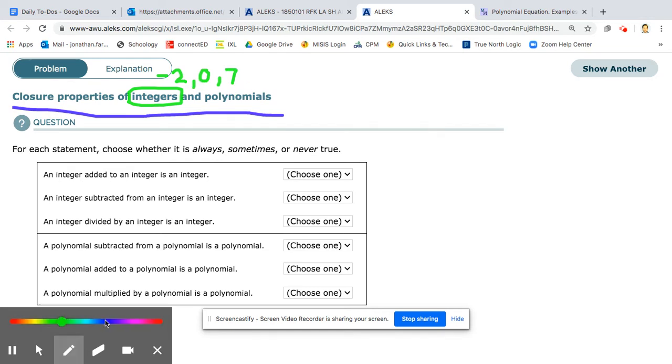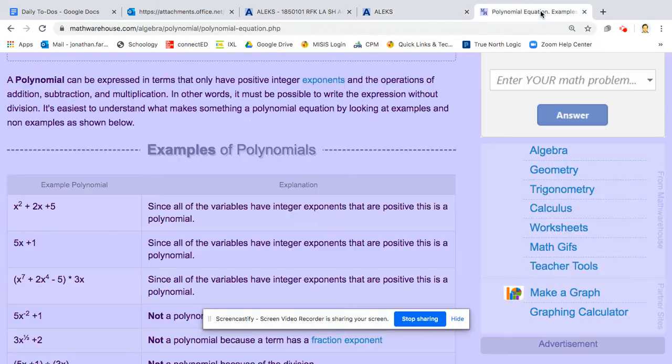Polynomials, however, are a little bit different. Polynomials are what you might think of as expressions, but it's not just all expressions. Let's take a closer look at what a polynomial is. A polynomial can be expressed in terms only that have positive integer exponents, and the operations of addition, subtraction, and multiplication. In other words, it must be possible to write the expression without division. So if it has division, then it's not a polynomial.